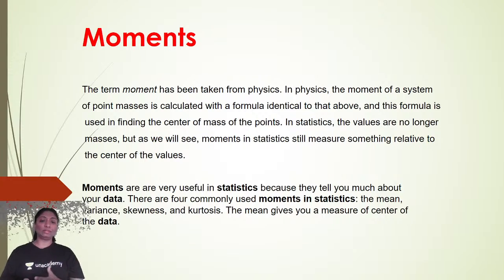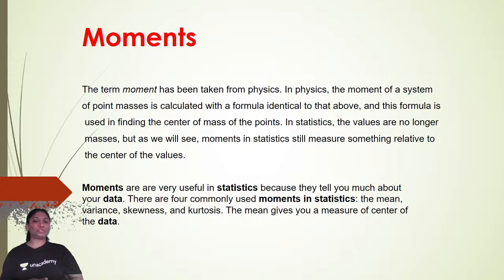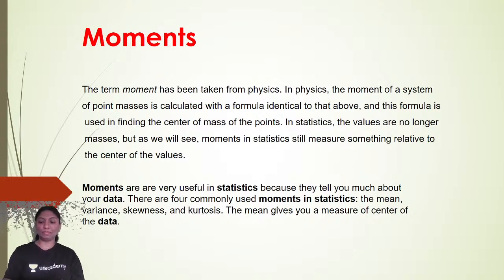Now there are four commonly used moments in statistics: mean, variance, skewness and kurtosis. Yesterday we saw how to calculate the mean, variance and standard deviation. Here we will see how to find the skewness and kurtosis. The mean gives you a measure of the center of data, which we saw yesterday: what you mean by mean and the methods to calculate it. Mean, mode, median, everything we saw in detail in the previous lecture. You can go through it; the video is already available on YouTube.